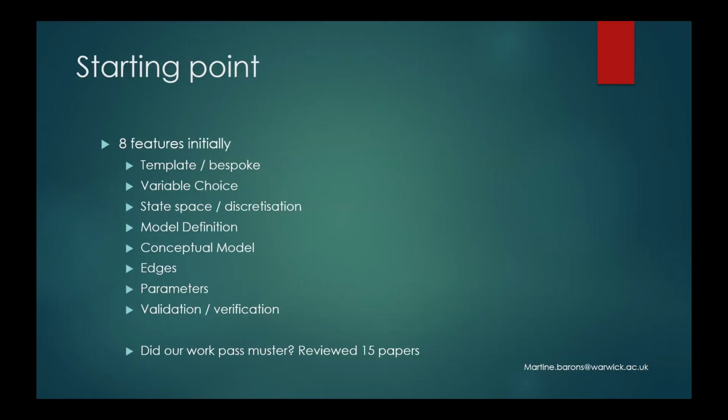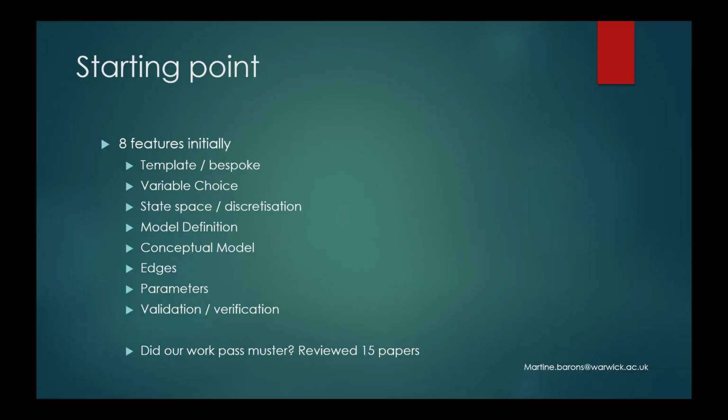And we started off imagining these 8 features, whether it's a template or a bespoke BN. How did the variable choice come about? What is the state space or discretization method? Is the model well defined? How did the conceptual model come about? What about the edges in the Bayesian network? What about the parameters? And was there any validation or verification?